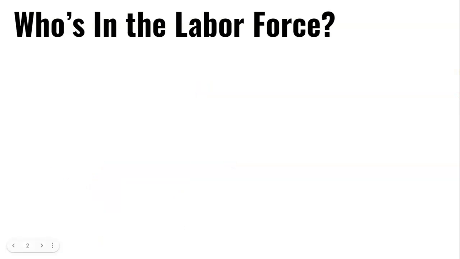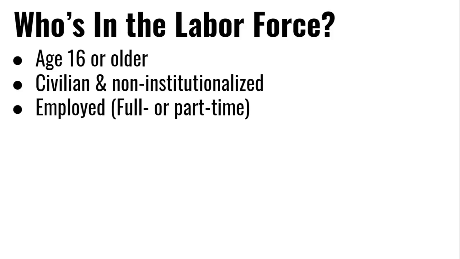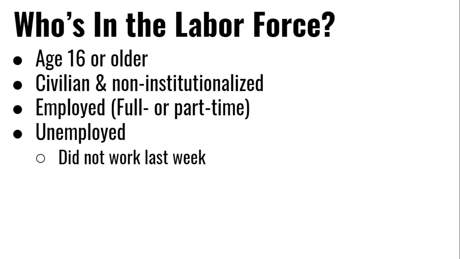We start by talking about something known as the labor force, because the labor force is the universe from which we will calculate both the unemployment rate and the labor force participation rate. So who's in the labor force? The labor force is basically anyone over the age of 16 who is a civilian and who is either employed, either full or part-time, or who is considered unemployed. And to be considered unemployed, you have to have not worked in the last week, but you have to have actually sought out work. You have to actually want to be employed and be actively looking to get a job.